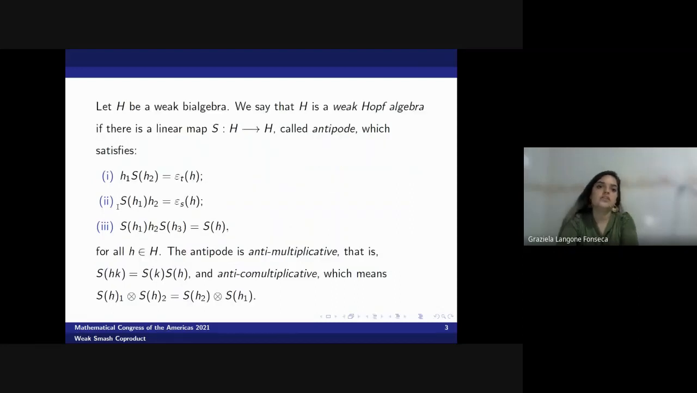Now let H be a Weak-Bi-algebra. We say that H is a Weak-Hopf algebra if there is a linear map S from H to H called antipode, which satisfies these three properties. Furthermore, the antipode is an anti-multiplicative and an anti-comultiplicative map.